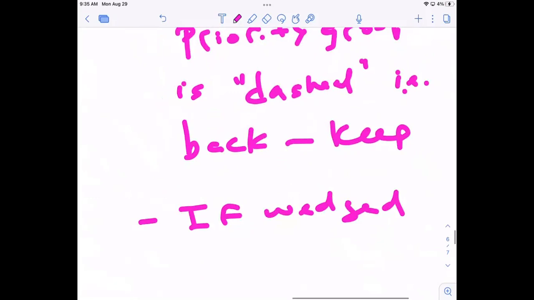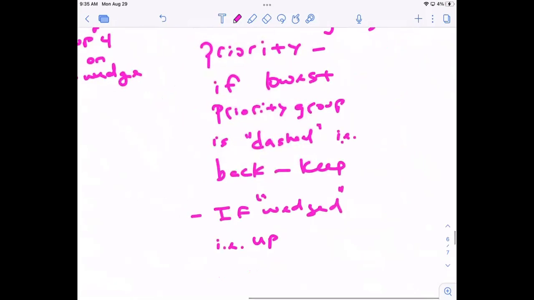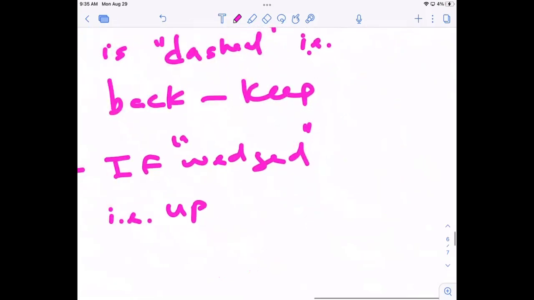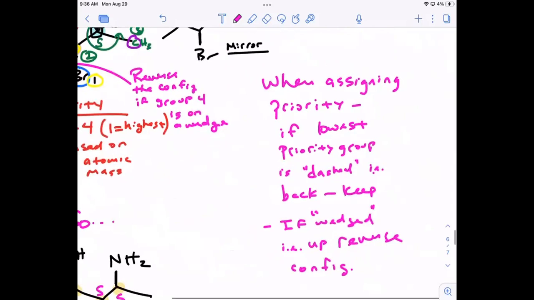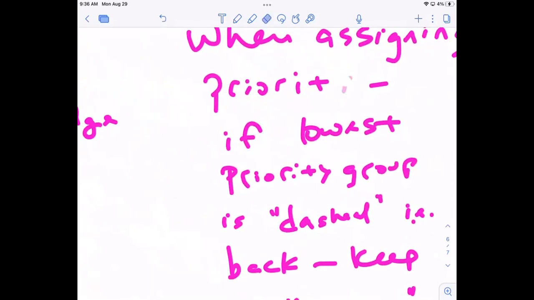If it's wedged. So normally the way we refer to this is, if it's on a dash, it's back. If it's on a wedge, it's up. All right, and then so you reverse it, right? So when you assign priority, oh, not priority, configuration. Sorry about that. Let me fix that.